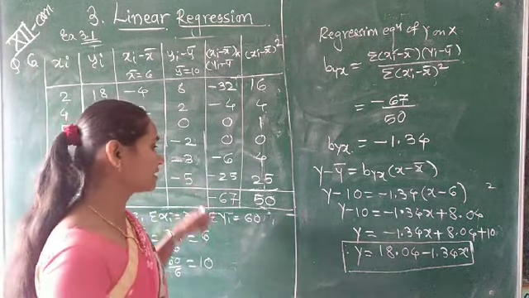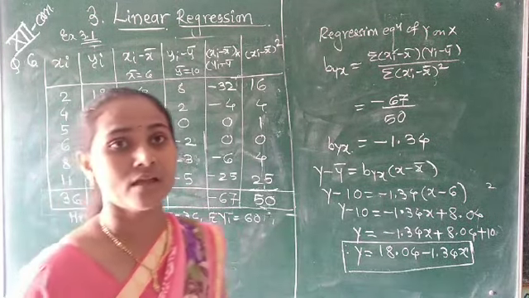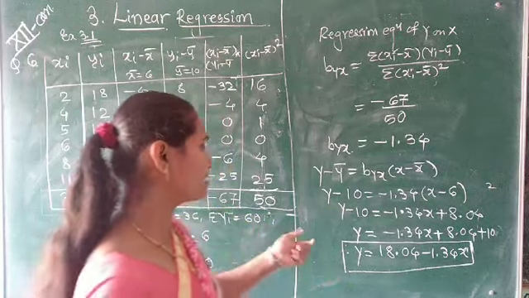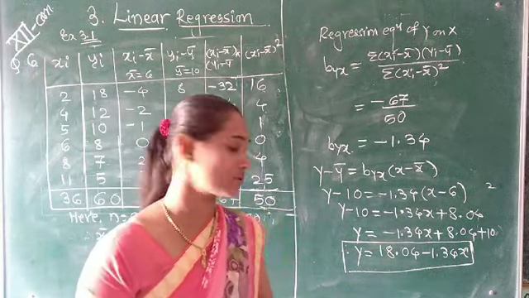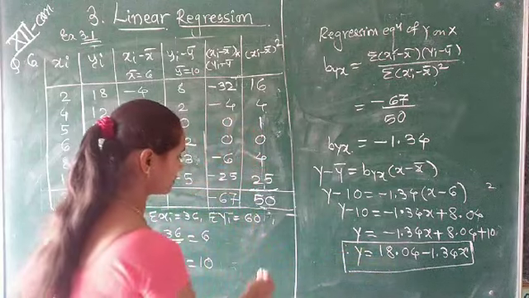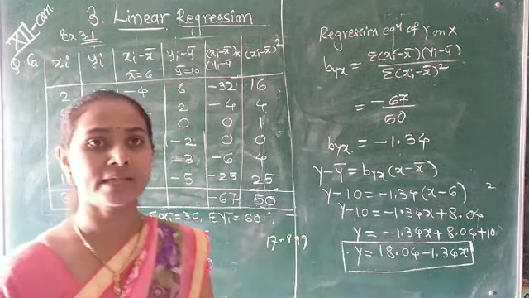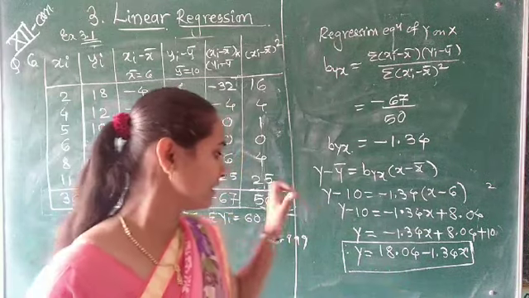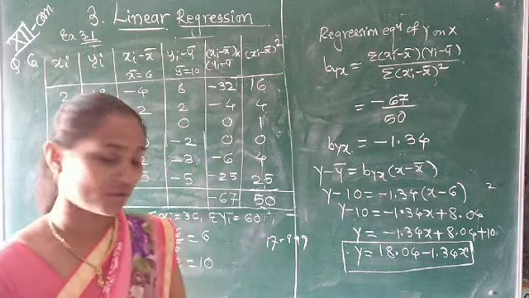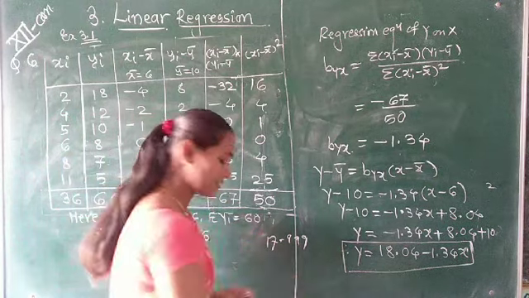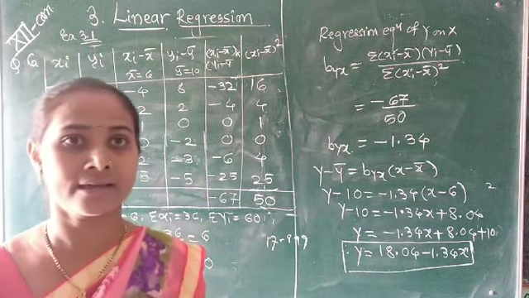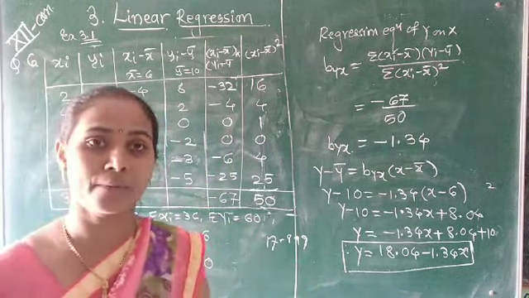And in this linear regression chapter, your answers can be approximate. Suppose the answer is 18.04 and someone's answer is 17.99, a small error in the decimal places is acceptable. These answers are not wrong. These are also considered correct answers. Small error is considered in this type of example.